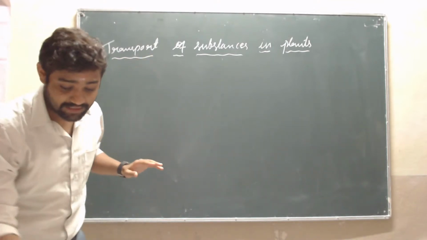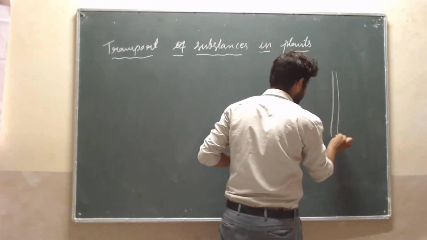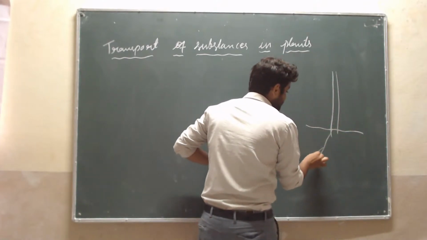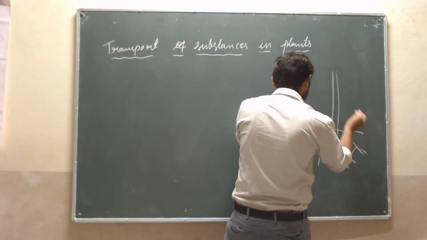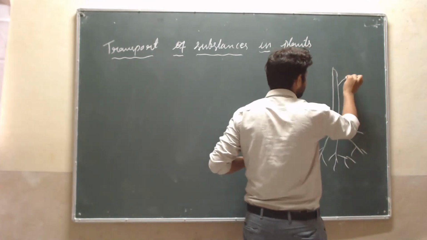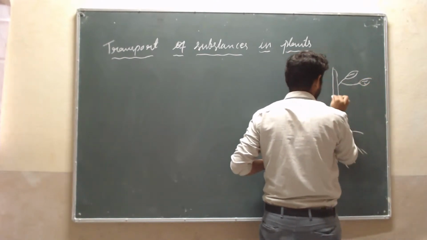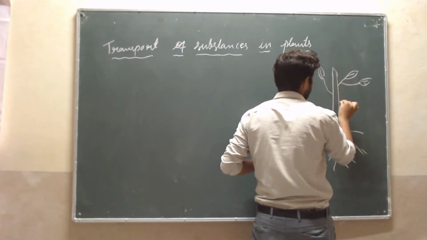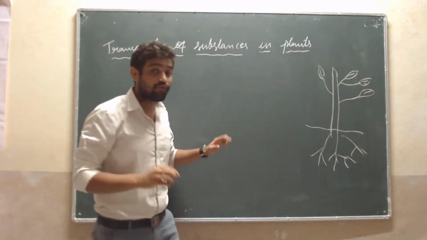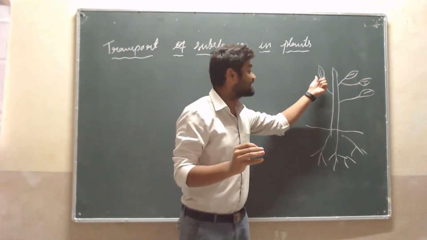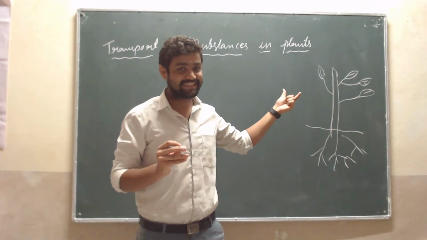I will explain with one plant, a general plant. Take the plant, and these are the roots, and these are the leaves. The food is prepared here, that is in the leaf. We know the process is called photosynthesis.